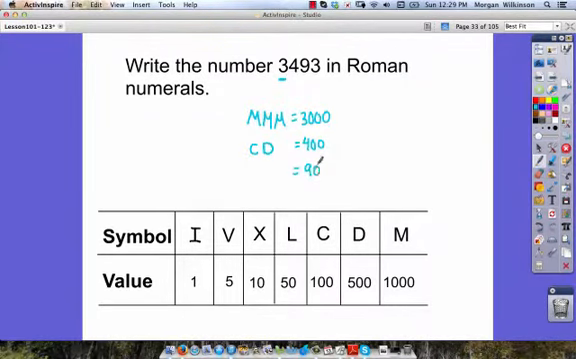Next we need 90. And in order to get 90, we're going to have 100, but we're going to take away 10. So we get XC. And then 3. Well, 3, we know we can have 3 I's in a row, or 3 of any Roman numeral in a row. So we'd have III. Now we've got these all individually labeled out. We just need to write them in one string of numerals in order to show our answer. So we'd have MMM, CD, XC, III. And this is the way that we can use Roman numerals to write the number 3,493.